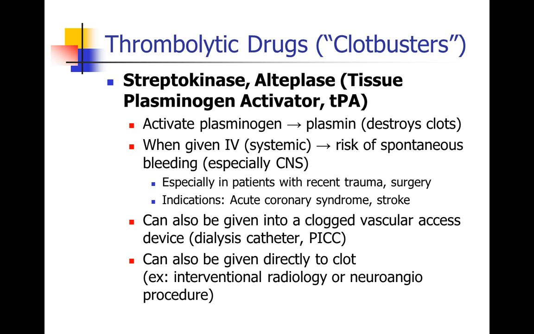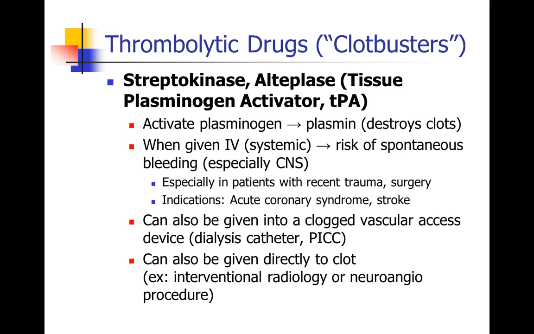The next thing we want to talk about in the realm of anticoagulants are the thrombolytic drugs. These are what people call the Clotbusters, drugs that can be given to treat a case where there is a clot in a specific place that needs to be taken away. And drugs along these lines include Streptokinase, Alteplase, which is also known as tissue Plasminogen Activator, or TPA.